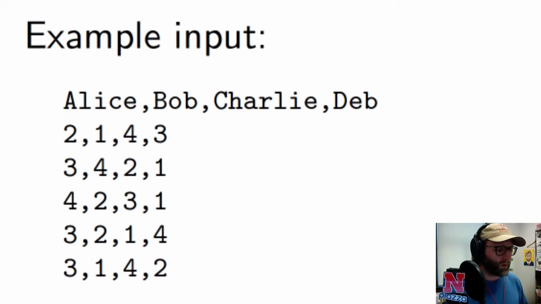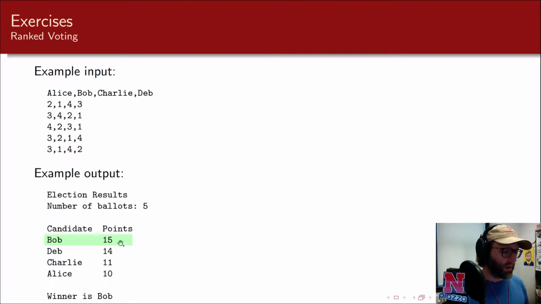We're going to want to go through and assign a number of points for each candidate for each vote. So again, we're processing a comma-separated value file. We're going to want to take these strings and convert them to integers, and we're going to want to compute all these points. In this case, the winner is Bob because he has 15 points.